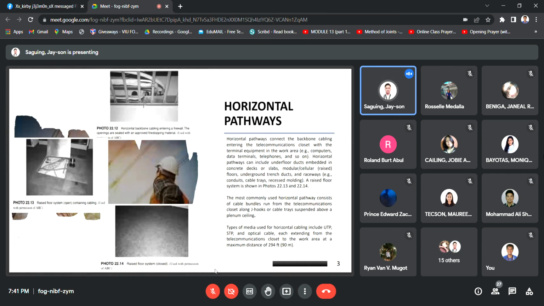The horizontal cabling system extends from the work area or workstation outlet to the telecommunications closet and consists of horizontal cabling, telecommunications outlet or cable terminations, and cross connections. Types of media used for horizontal cabling include UTP, STP, and optical cable, each extending from the telecommunication closet to the work area at a maximum distance of 294 feet or 90 meters.